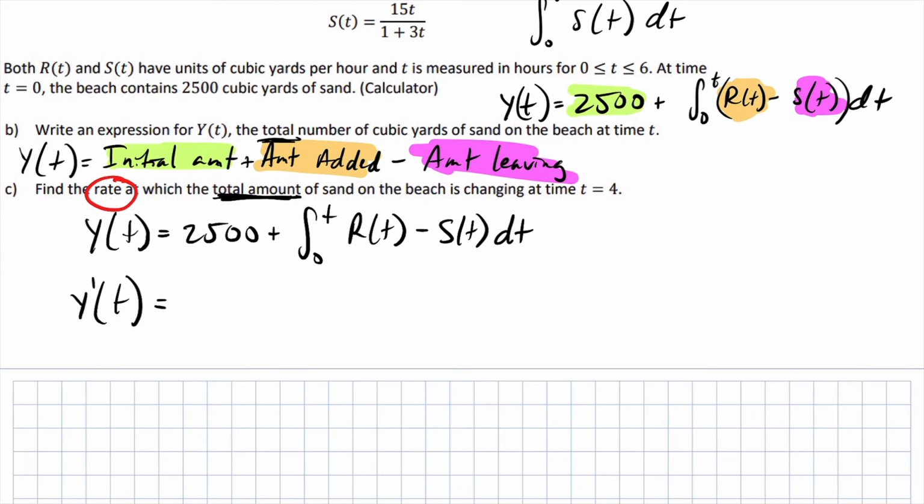Y prime of t. What's the derivative of 2500? Anybody? No? Zero. Why is it zero? Answer now or answer later. That's what I tell my math 3 class. Answer now. It's not going to be on the test. There you go, because it's a constant, right?